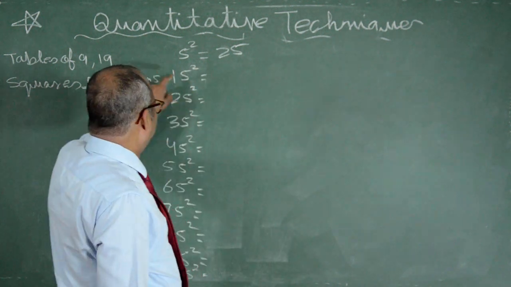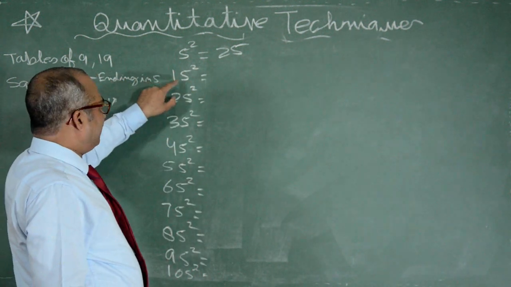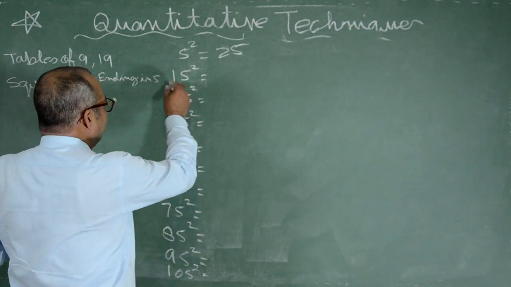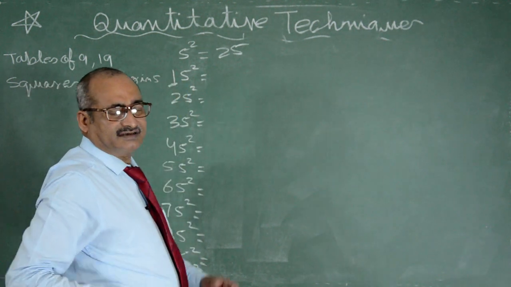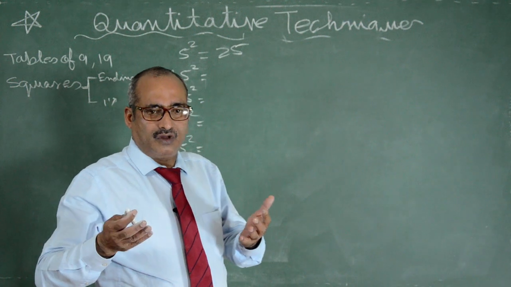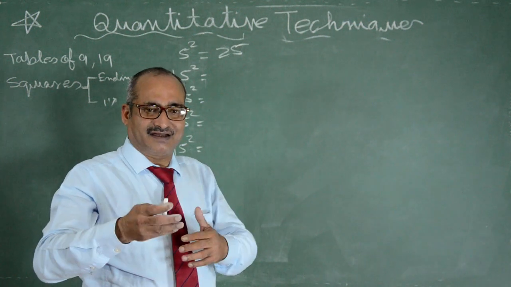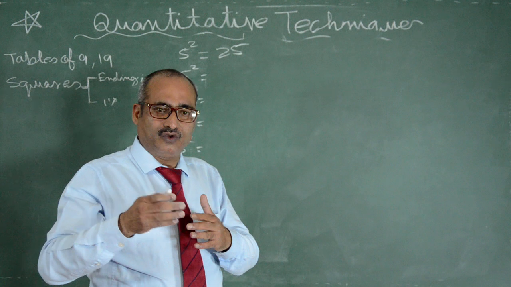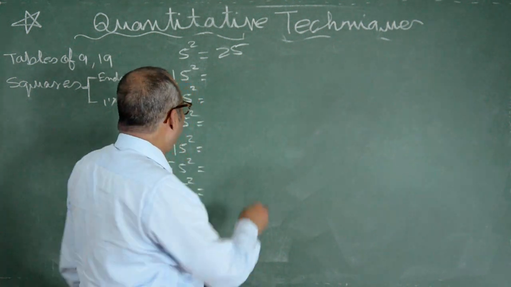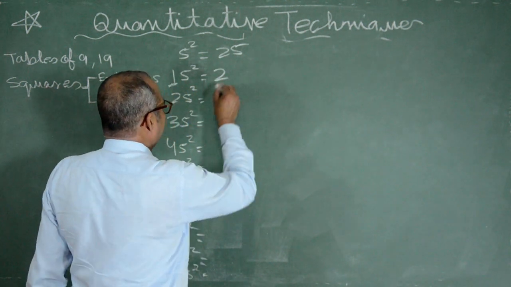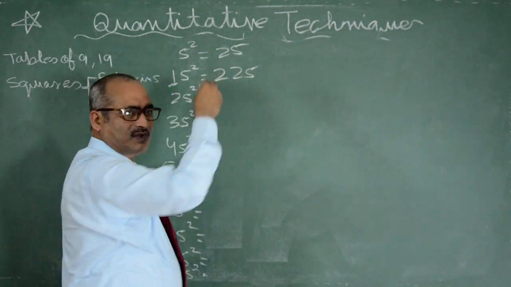Now finding square of 15. Now 15 is ending in 5. Before 5 the number is 1. Successor of 1 is 2. You just multiply 1 by its successor. Successor of 1 is 2. You just multiply 1 by 2. 1 into 2 is 2. And then write 25. This is square of 15.